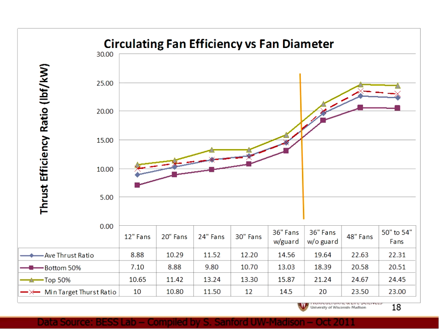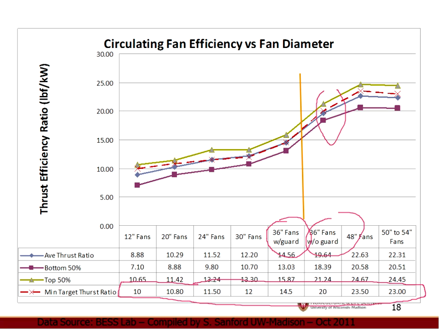So here I'm using the top 50% versus the bottom 50%. So we've graphed them, and here this dotted red line is kind of the minimum I set to do. So if you're going out and buying a fan, try to get in this range, and you'll be in the top 25%.